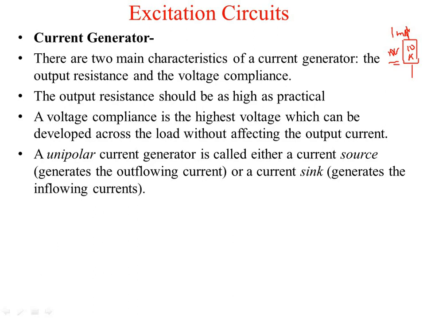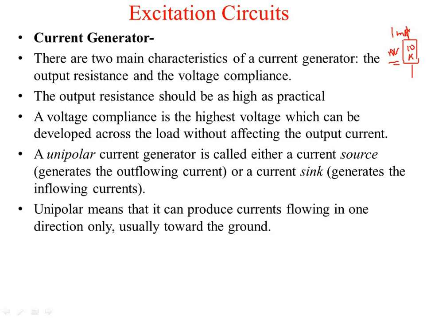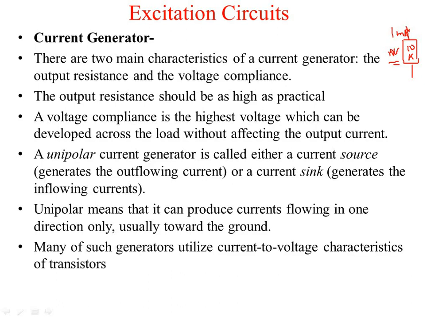If it is a current source, that means the current will go from the circuit to the load, and if it is a sink, it will generate the inflowing current. This is what the unipolar current generator is called. So unipolar means it can produce the current flowing in only one direction, usually towards ground. With respect to ground, we'll be calculating this current, that's why it is called unipolar.